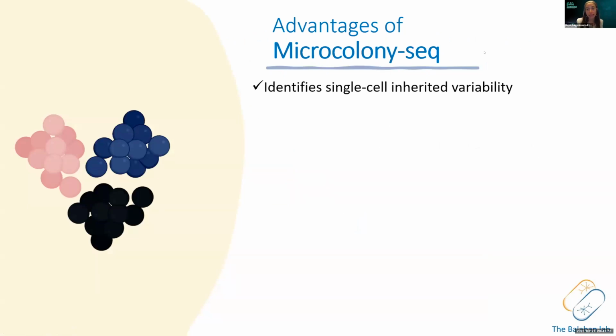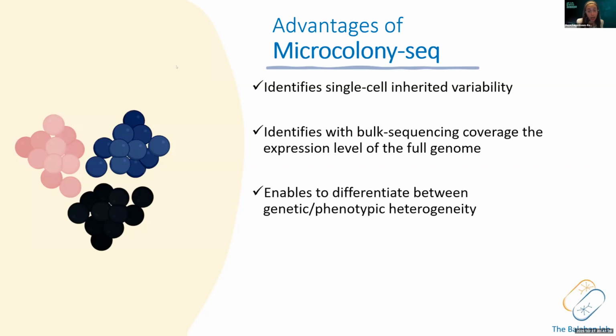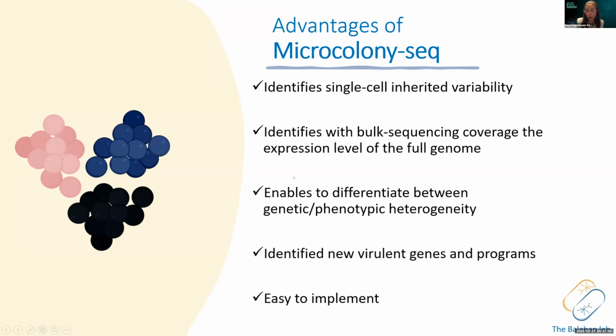So I showed you that our method identifies single-cell inherited variability, because we look at the microcolony that is uniform and contains the memory of the founding bacterium. We identify with bulk sequencing coverage the expression level of all the genes in the bacterial genome. We are able to differentiate between genetic and phenotypic heterogeneity by applying RNA sequencing and whole genome sequencing on each microcolony. We also identified new virulence genes and new virulence programs. And most importantly, it is very easy to implement. You don't need any special equipment in your lab.